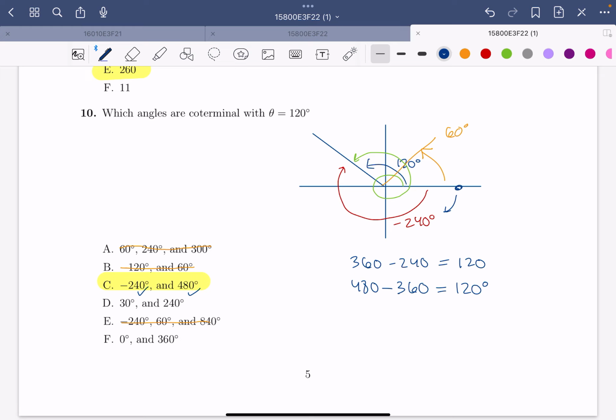Again, we can check all of the other answers too, just to make sure. D, 30 and 240. Again, 30 is right here, so it can't be this answer. And also, 240 positive is, let's see, 240 minus 180 is 60. So 240 will be down here, which is also not a coterminal angle. We already eliminated E, and then the last one's F. 0 is going to be flat with the x-axis, so it can't be this answer either.